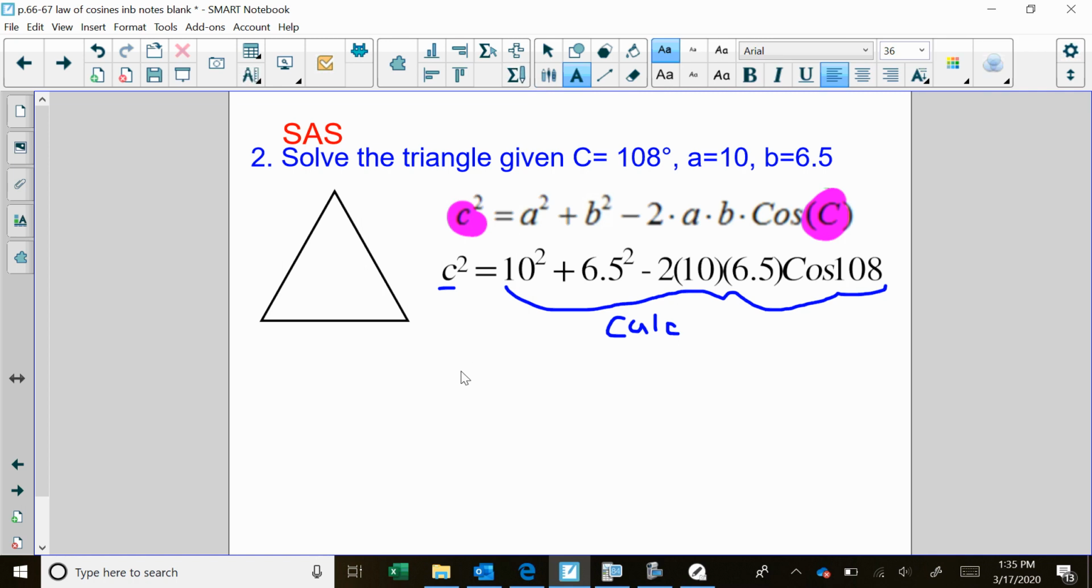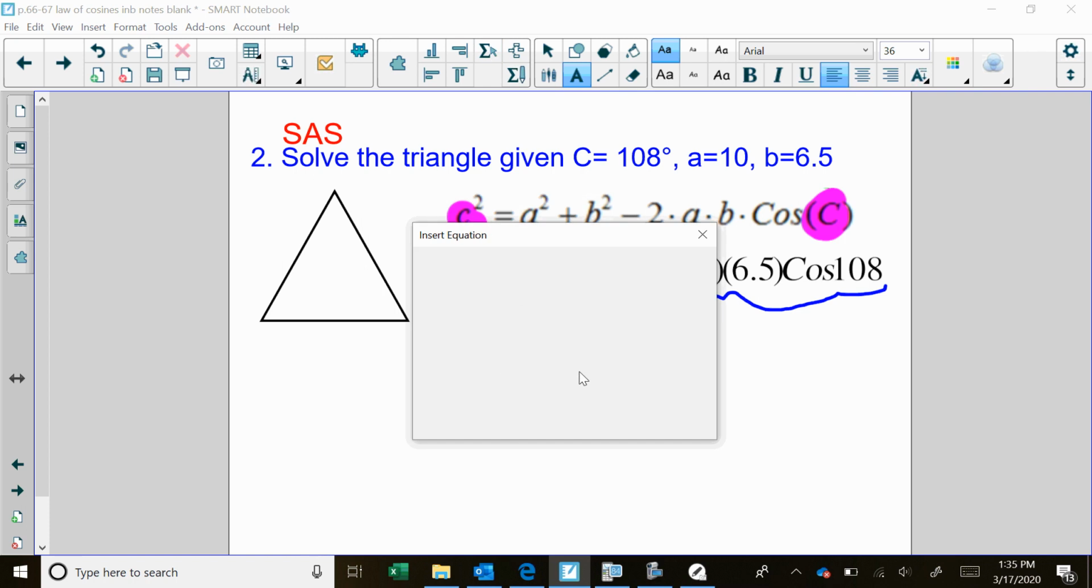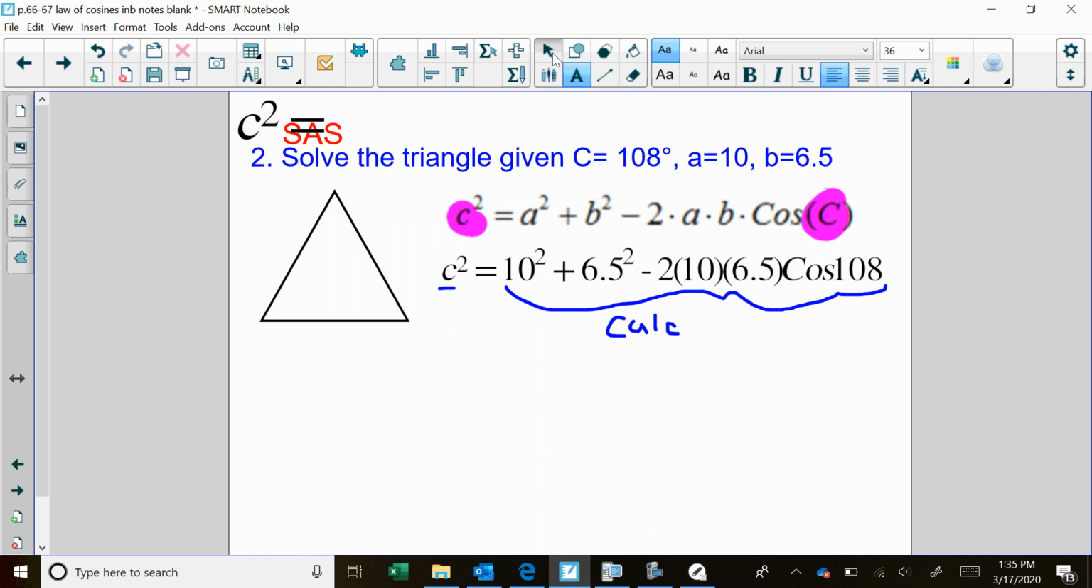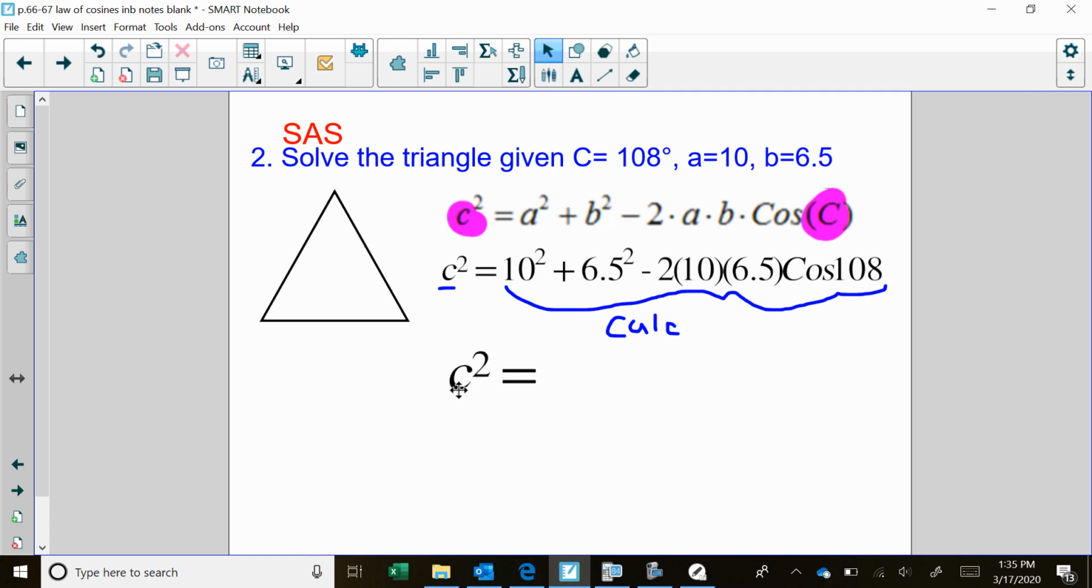So we're going to have... go put this in your calculator. I'm going to start rewriting this out. You should be a little bit ahead of me. C squared equals. That's all I'm going to do. I'll pull that down right here, make it a little bit smaller so it kind of fits.